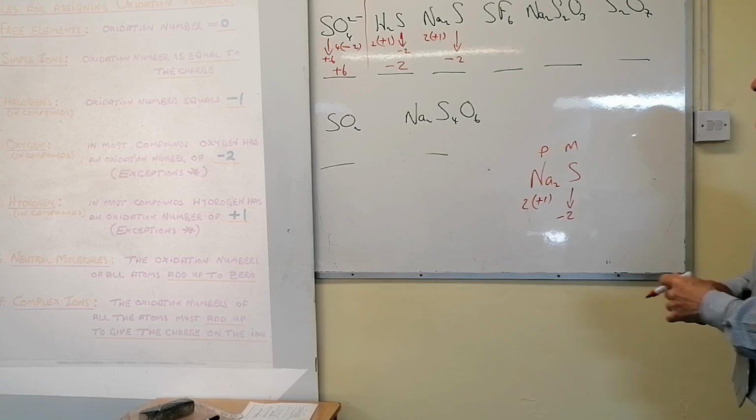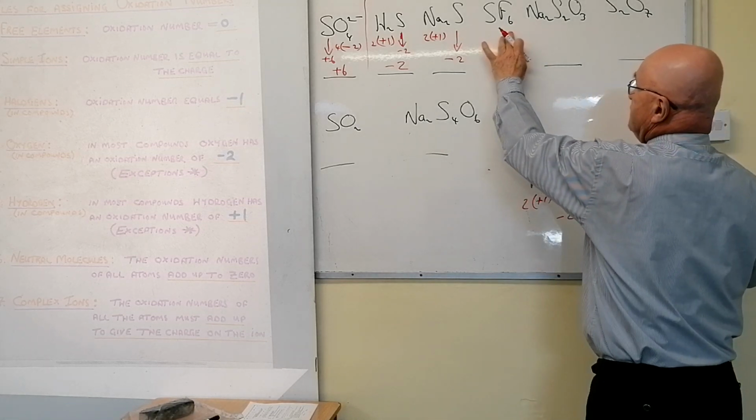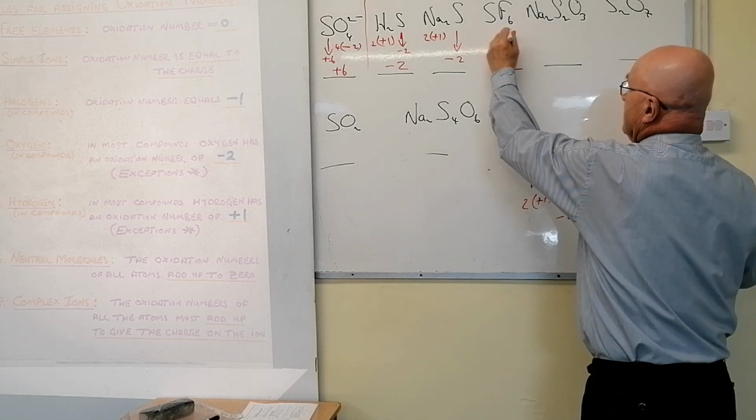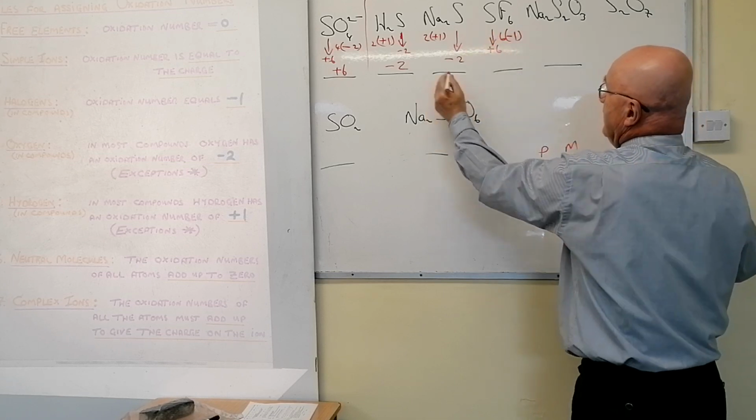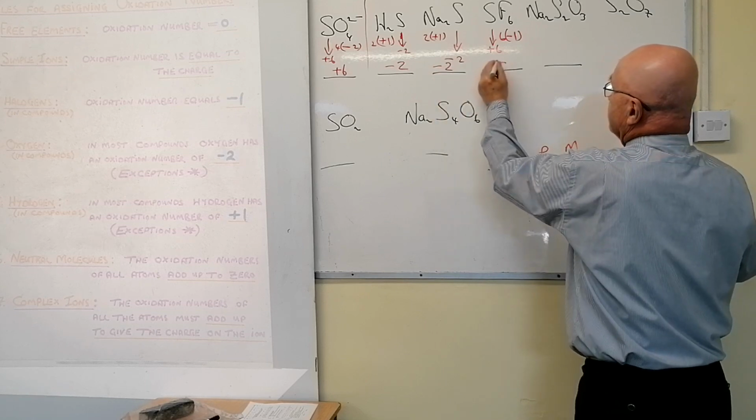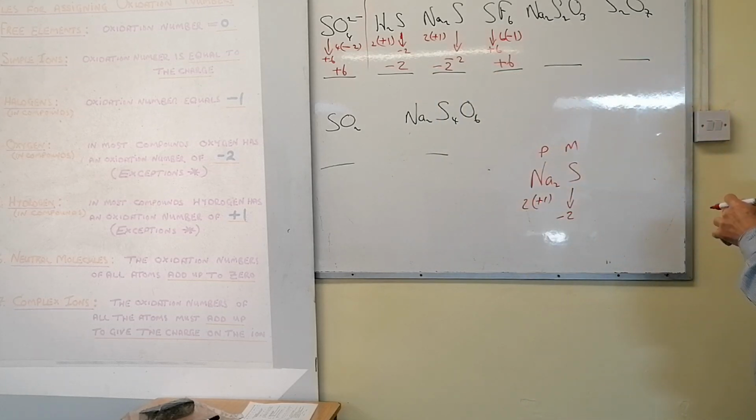Very good. Okay, the next one, there's a halogen, fluorine. It's -1 by 6. Therefore, the sulfur must be +6. Sorry, I must put in my -2 there. That's my +6, my answer there, +6.